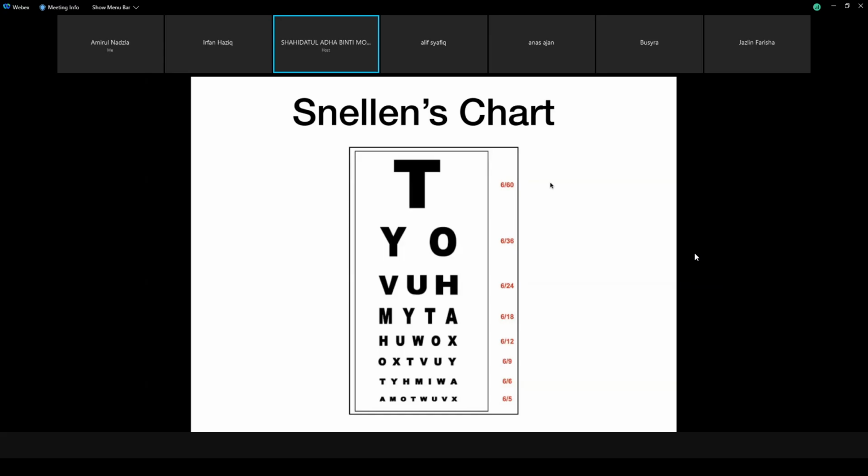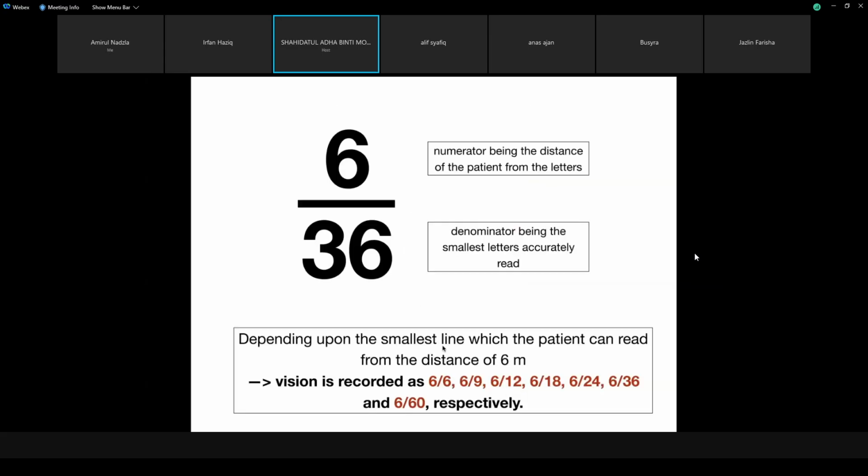Okay, kalau tak faham, kita tengok dekat 6/12. At 6/12 means a normal person can see this letter at 12 meter distance, but the current patient that we are testing, dia cuma nampak dekat 6 meter. Means the vision is poorer than the normal subject. Okay, itu adalah the definition lah.